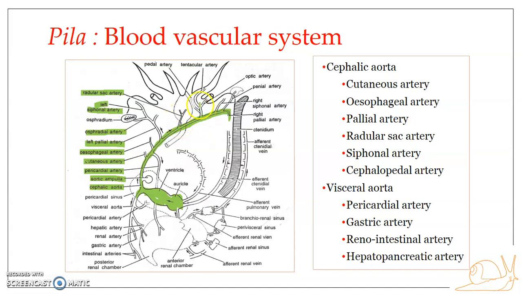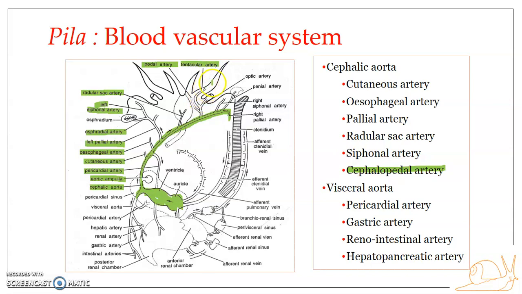Then we have the sixth one, this one. Here you can see the cephalopedal artery. This is the cephalopedal artery, and it gives off branches: the pedal artery to the foot, and tentacular arteries to the tentacles.